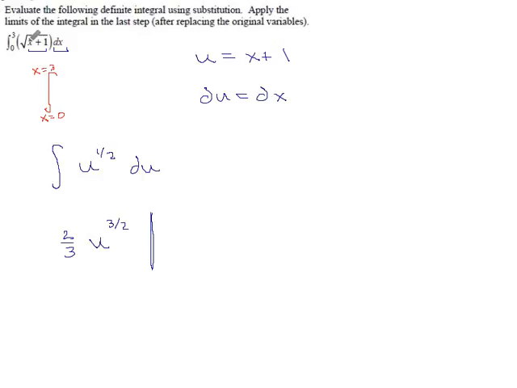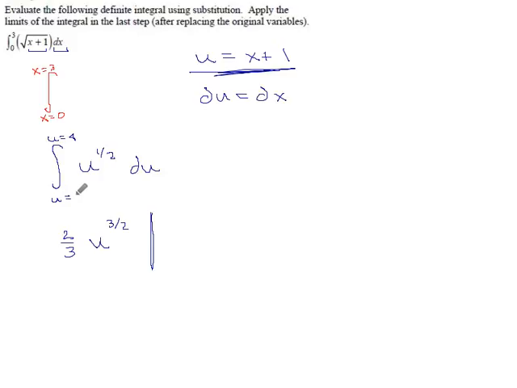So it's easy to make the switch. We just have to calculate these new limits in terms of u. u, it says here, is x plus 1. So if x is 3 for our upper limit, u is going to be 3 plus 1, u will be 4. For our lower limit, x is 0. 0 plus 1 means our u is 1.